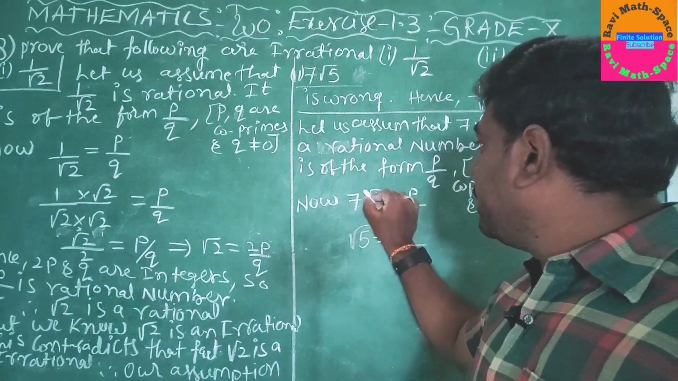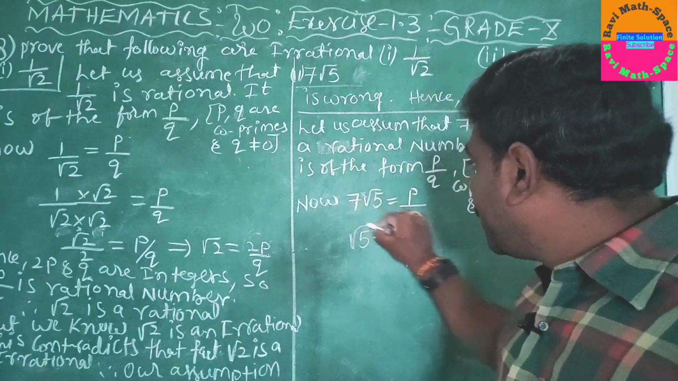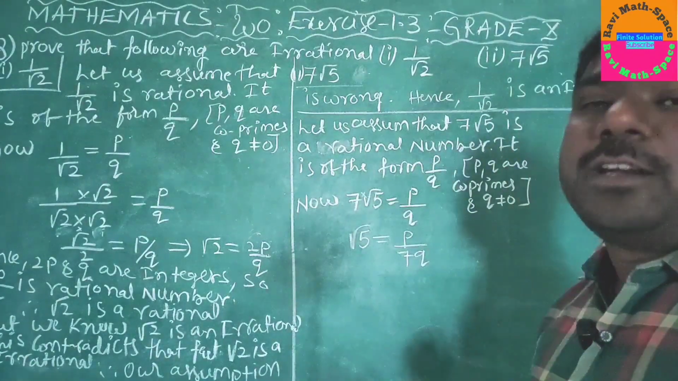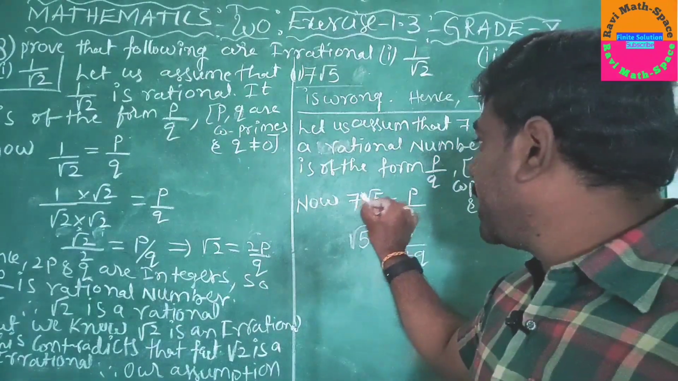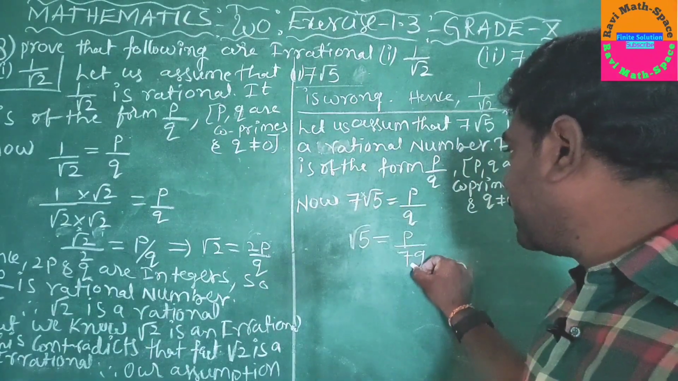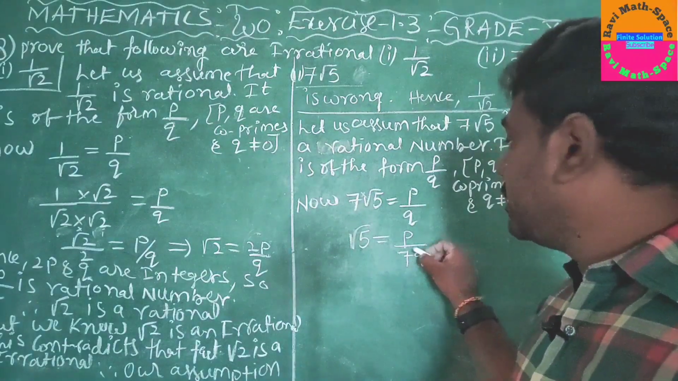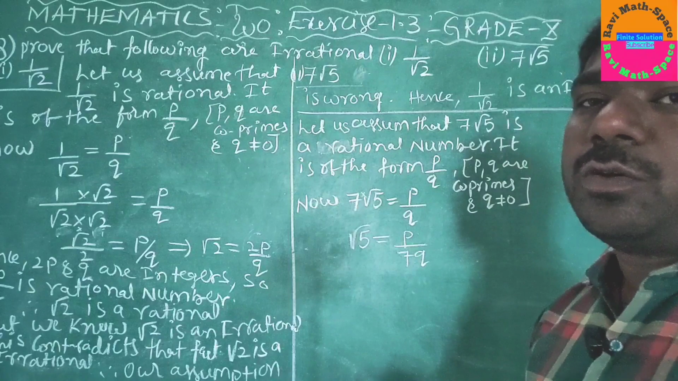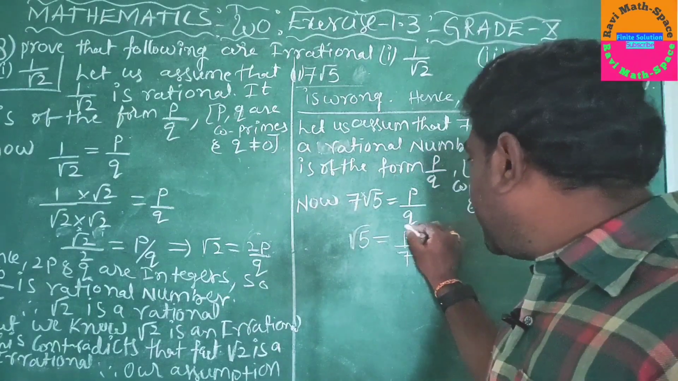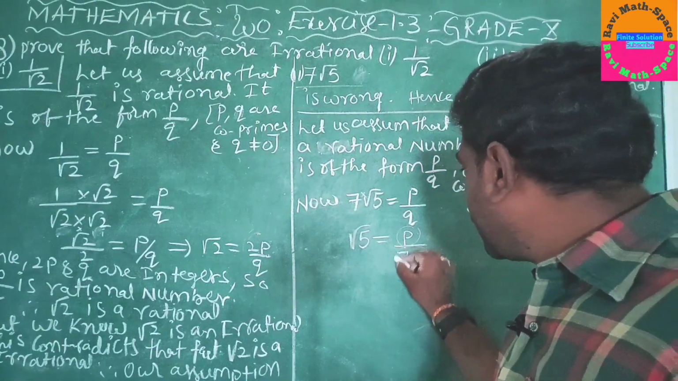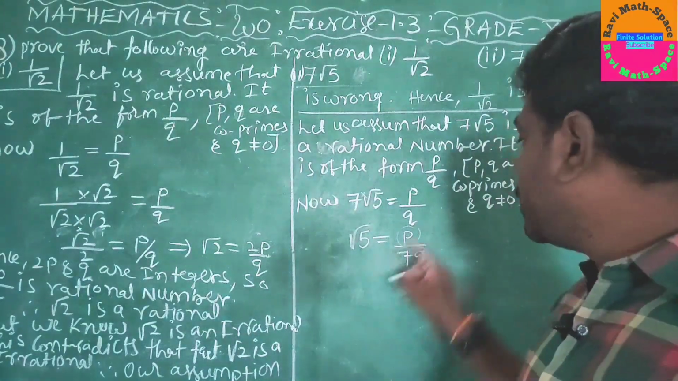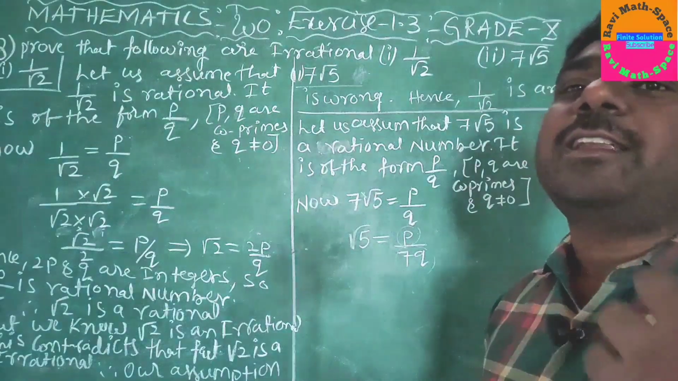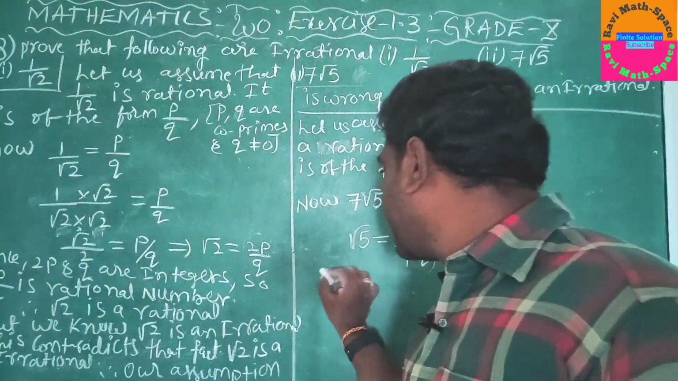How do we get it? Very simple. The operation in between is multiplication. If I transpose it, the multiplication operation becomes a division operation. Therefore we get the answer: root 5 is equal to p by 7q. Now by observing this, p is an integer, 7q is also an integer. Both are integers, so p by 7q is a rational number. Already we know this concept.